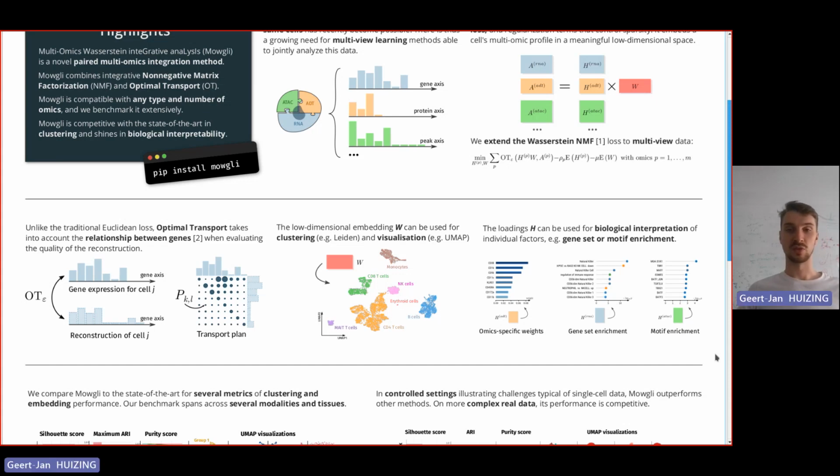The low-dimensional embedding W can be used for clustering, for example using Leiden or Louvain, and for visualization using UMAP or t-SNE. And the loading H can be used for biological interpretation of the individual factors, using gene set enrichments on the top genes for that factor, or motif enrichments on the top peaks of that factor, or looking for markers among the top proteins.